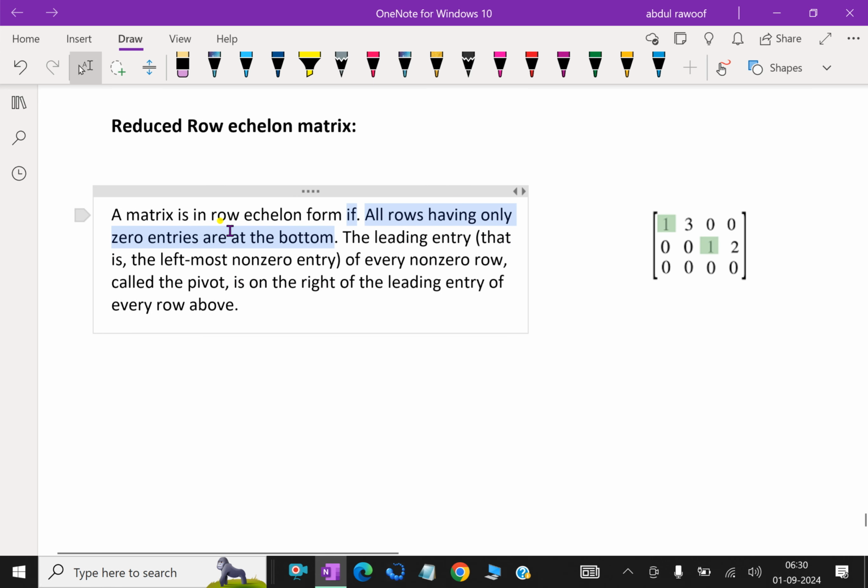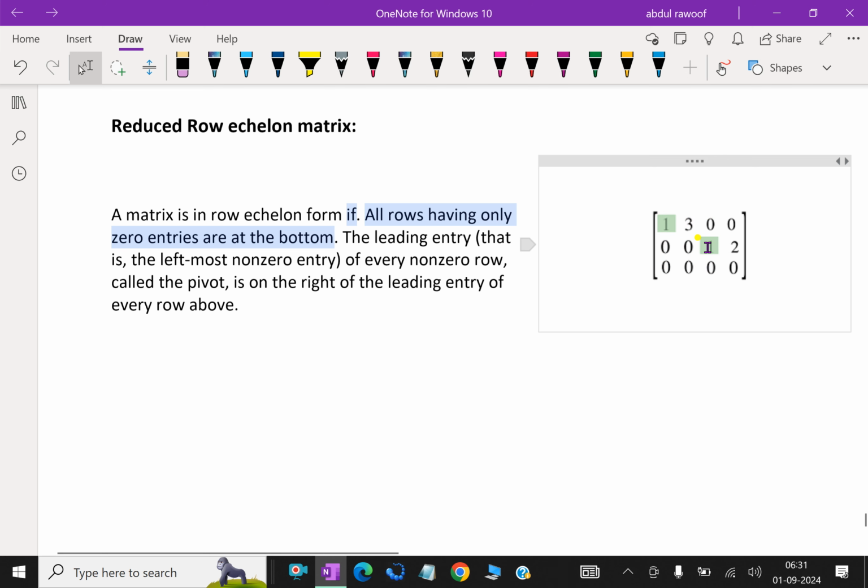Next one, reduced row echelon matrix. A matrix is in row echelon form if all rows having only 0 entries are at the bottom. The first non-zero entry of every non-zero row, called the pivot, is on the right of the leading entry of every row above. Here, this is a pivot. So, this is a reduced row echelon form. Note that it is not necessary to be a square matrix. Here, look at it. This much is a 1. Other elements in the pivot column are 0. Below are 0 elements and above are non-zero elements.